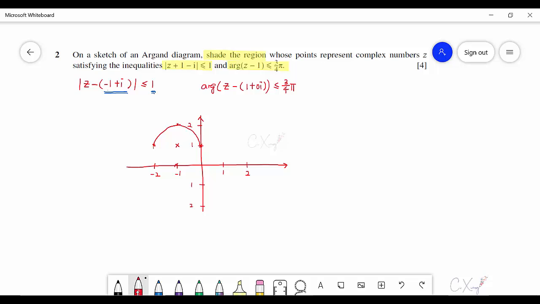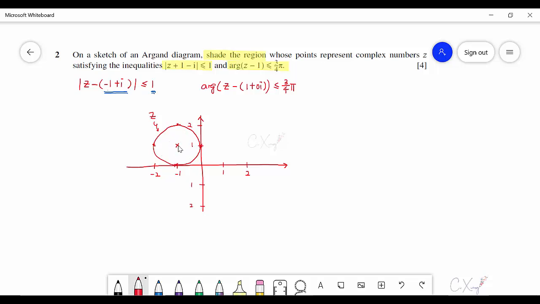All right. So my circle will look something like this. Okay, so this is actually the z. Okay, and then for the first inequality here, they are asking for smaller or equal to 1. So smaller or equal to 1 means that all the area inside the circle will be shaded for this particular inequality. Okay, so you need to remember that for this inequality, we shade the whole circle.